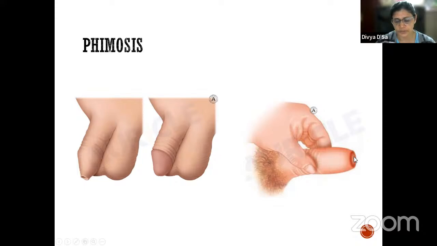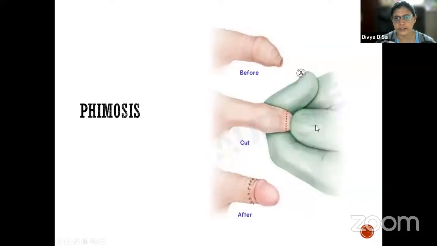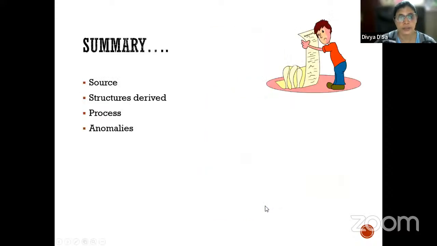It will be tight, so because of that there will be swelling at the tip of the penis. If it is very difficult, there is collection and no proper passage of the urine, and it results in poor weight gain of the baby and repeated urinary infections. In those cases, they do what we call circumcision. So these are the things which you should know.